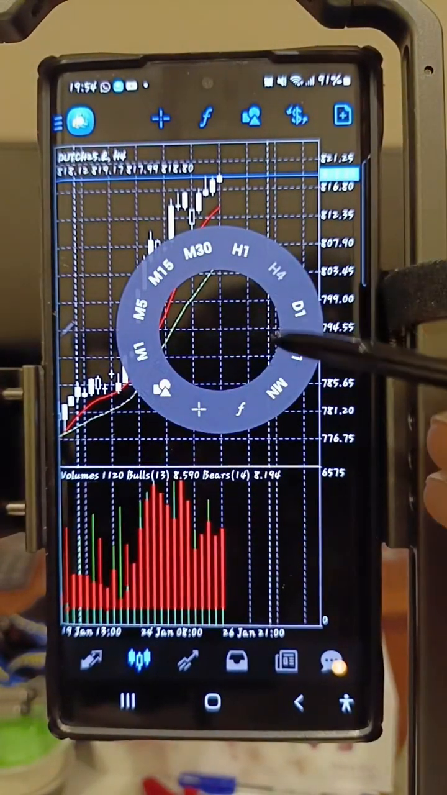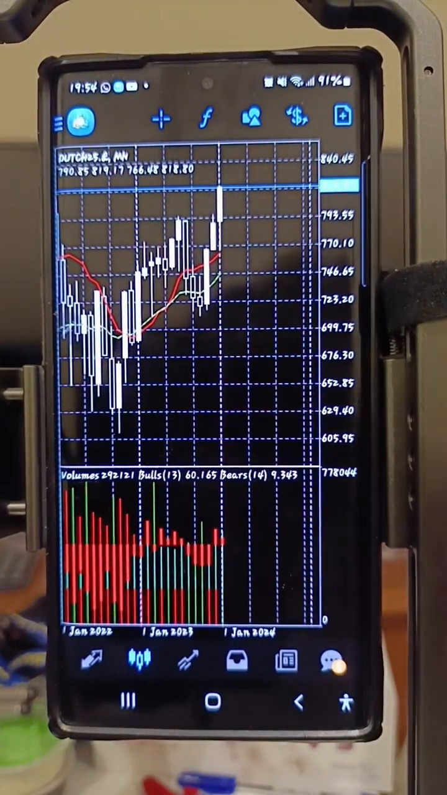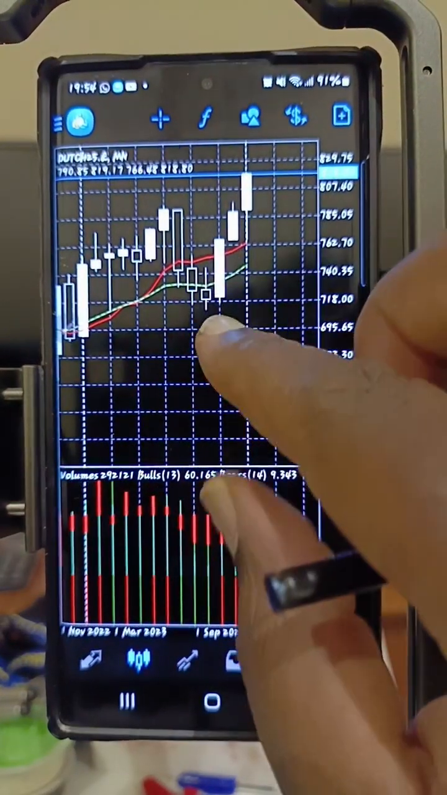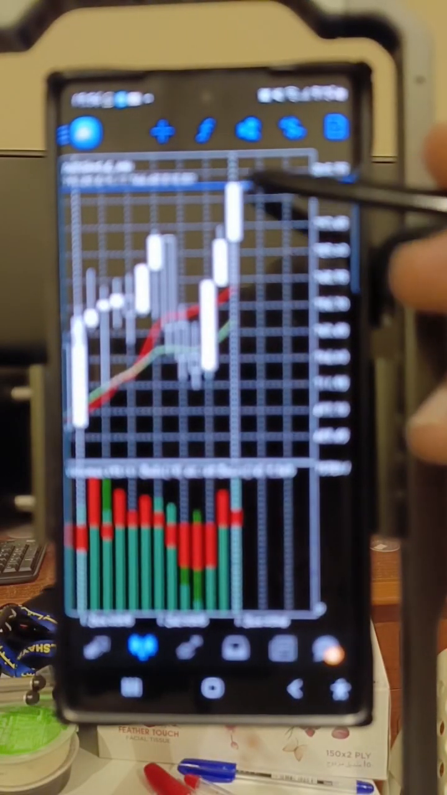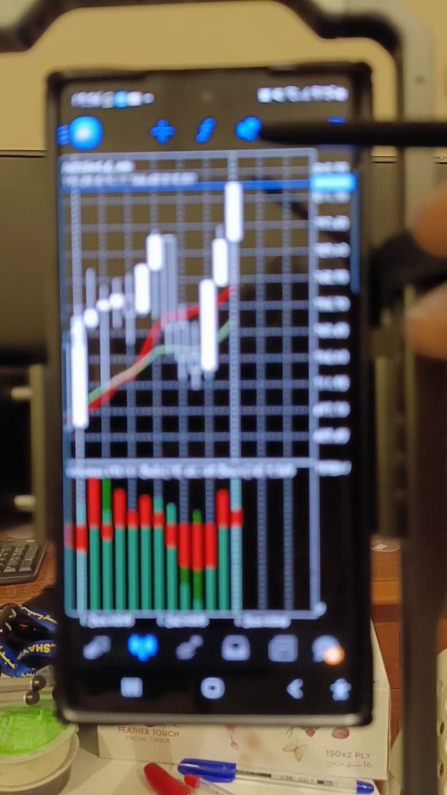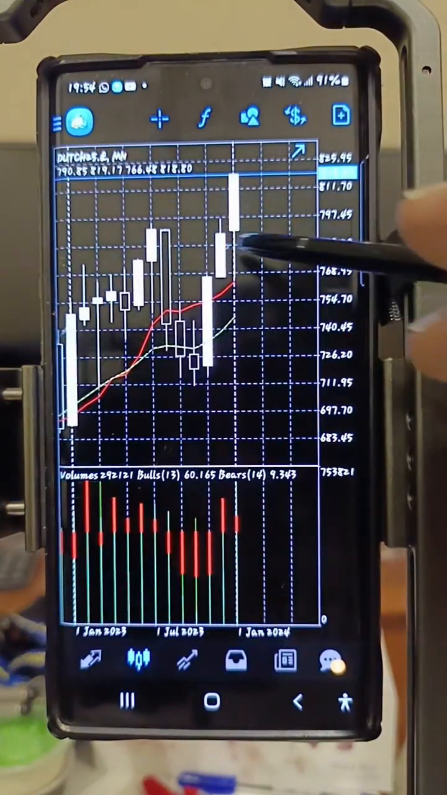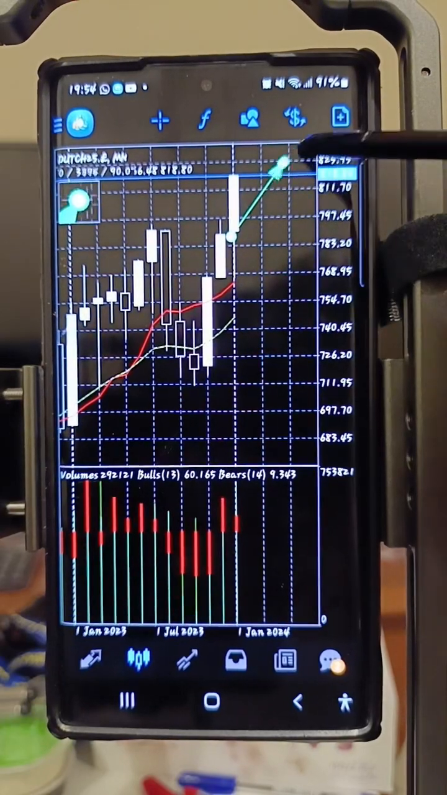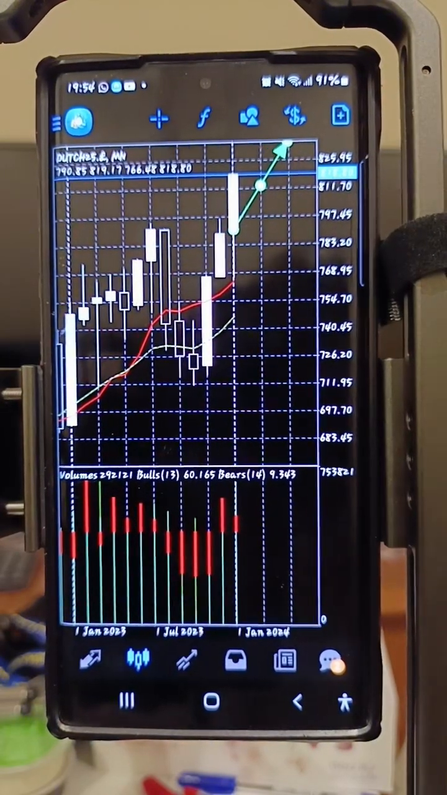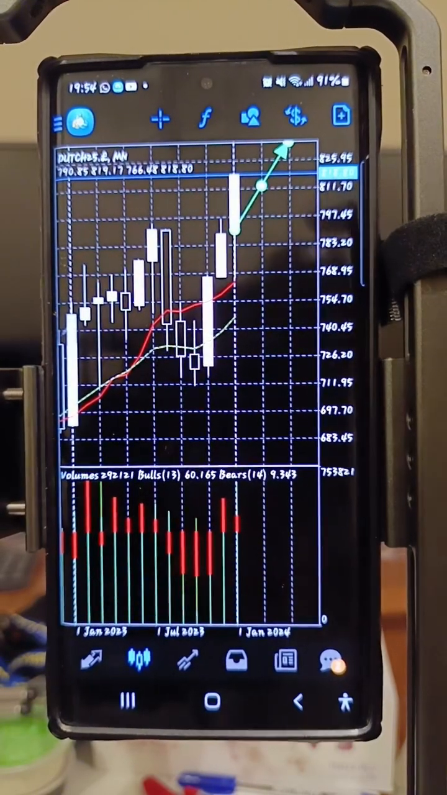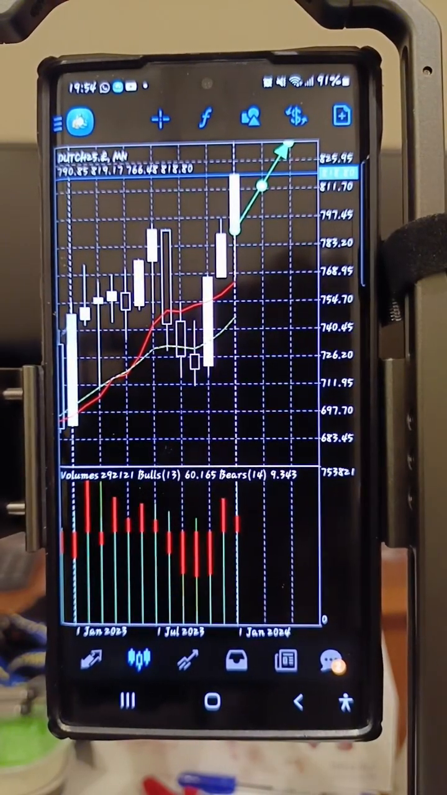So straight away, what do I do? I go to the month, okay? I go to the month, hopefully you can see that. I can see here higher, higher, higher. So my bias straight away is to the upside, okay? That's my first bias. So that is the first information I take away from this.